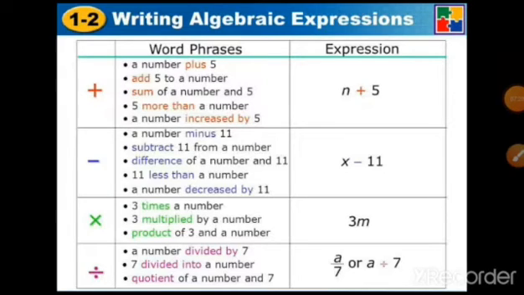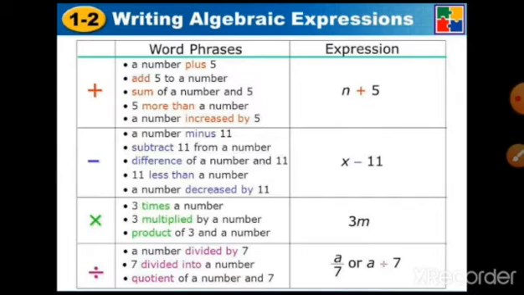Then we have 5 more than a number. So here also n plus 5. Then a number increased by 5. So this will also be n plus 5. So here we find how a single algebraic expression can be written in different forms using different word phrases.